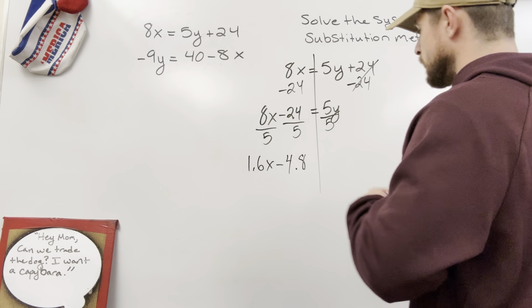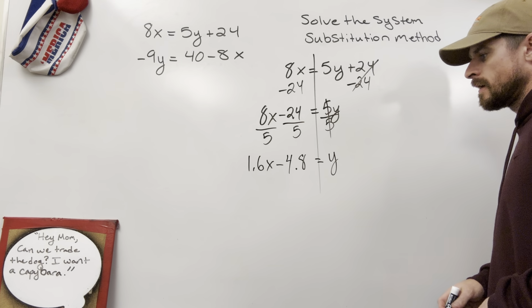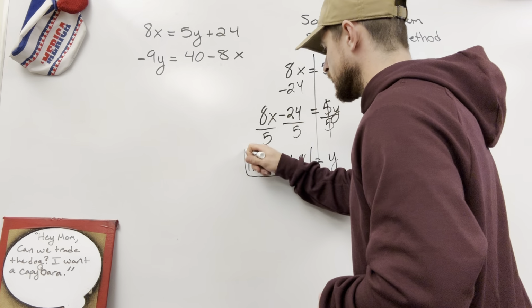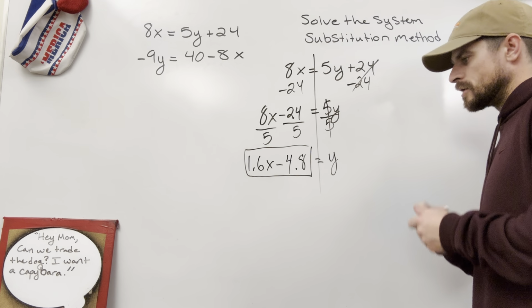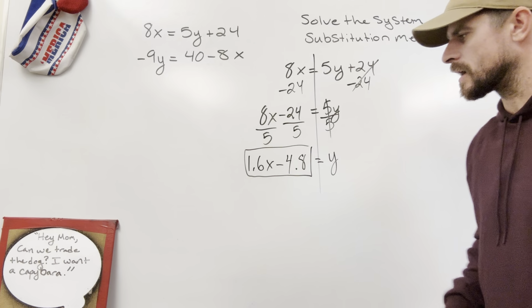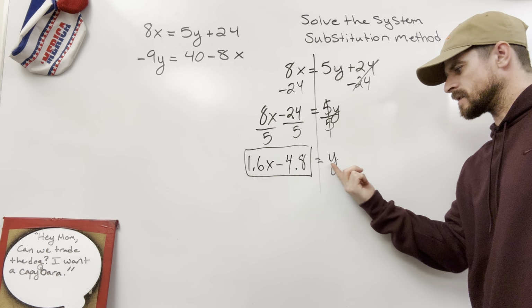So 5 divided by 5 goes away. Now we've got y all by itself. Remember, I want you to put a box around the other side. This is something that I started teaching about 3 or 4 years ago. Ever since my kids started putting boxes around it, they got a lot better with this skill. Okay, so this information is the same thing as a y.